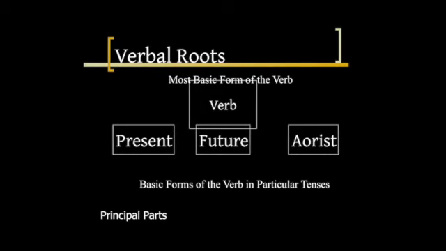Now, when we think about the verb root, it is the most basic form of the verb. And so we'll look at a few verb roots. The root is what is in common between the present, the future, and the aorist. And so the most basic form of the verb in a particular tense is the principal part. And so what does that look like?